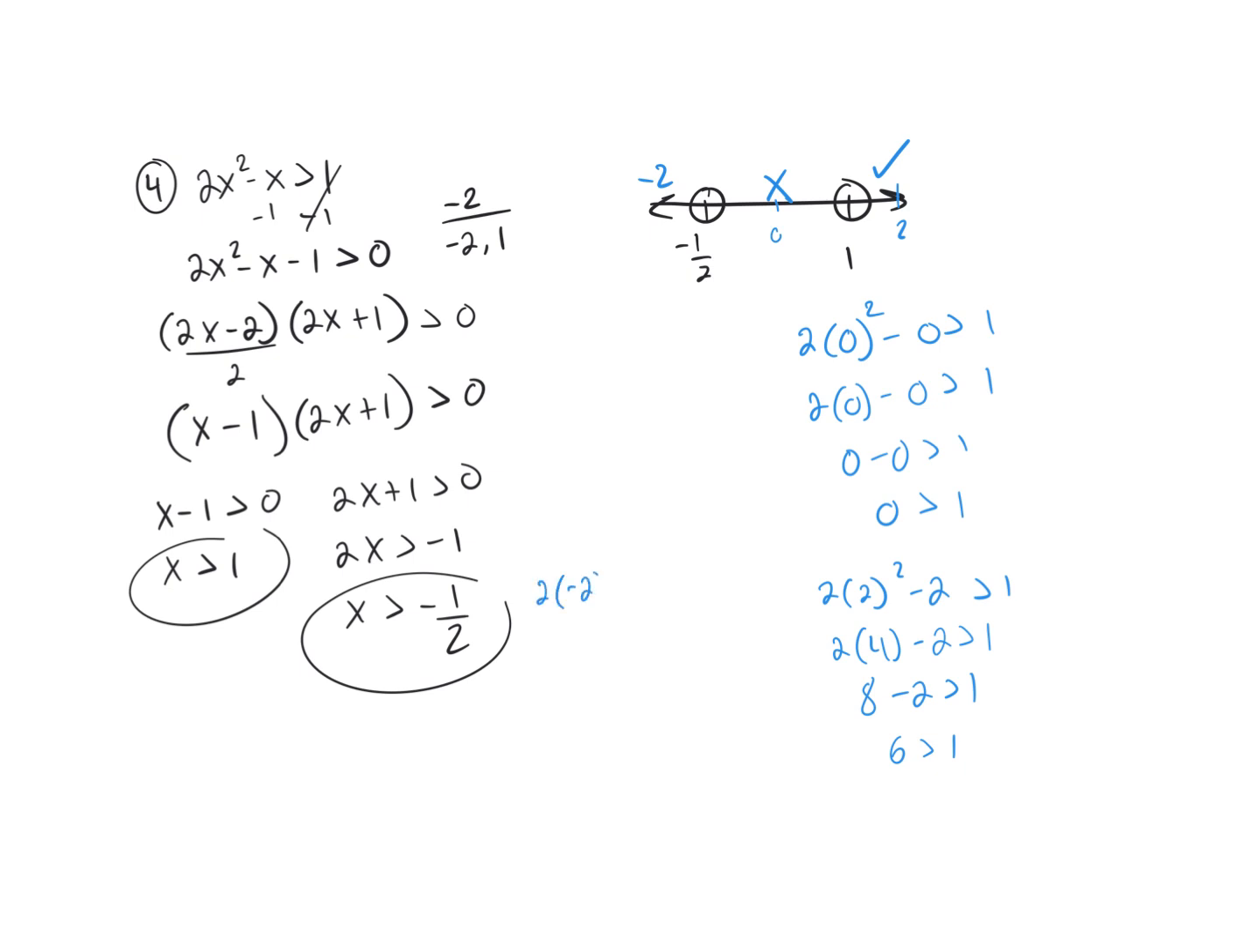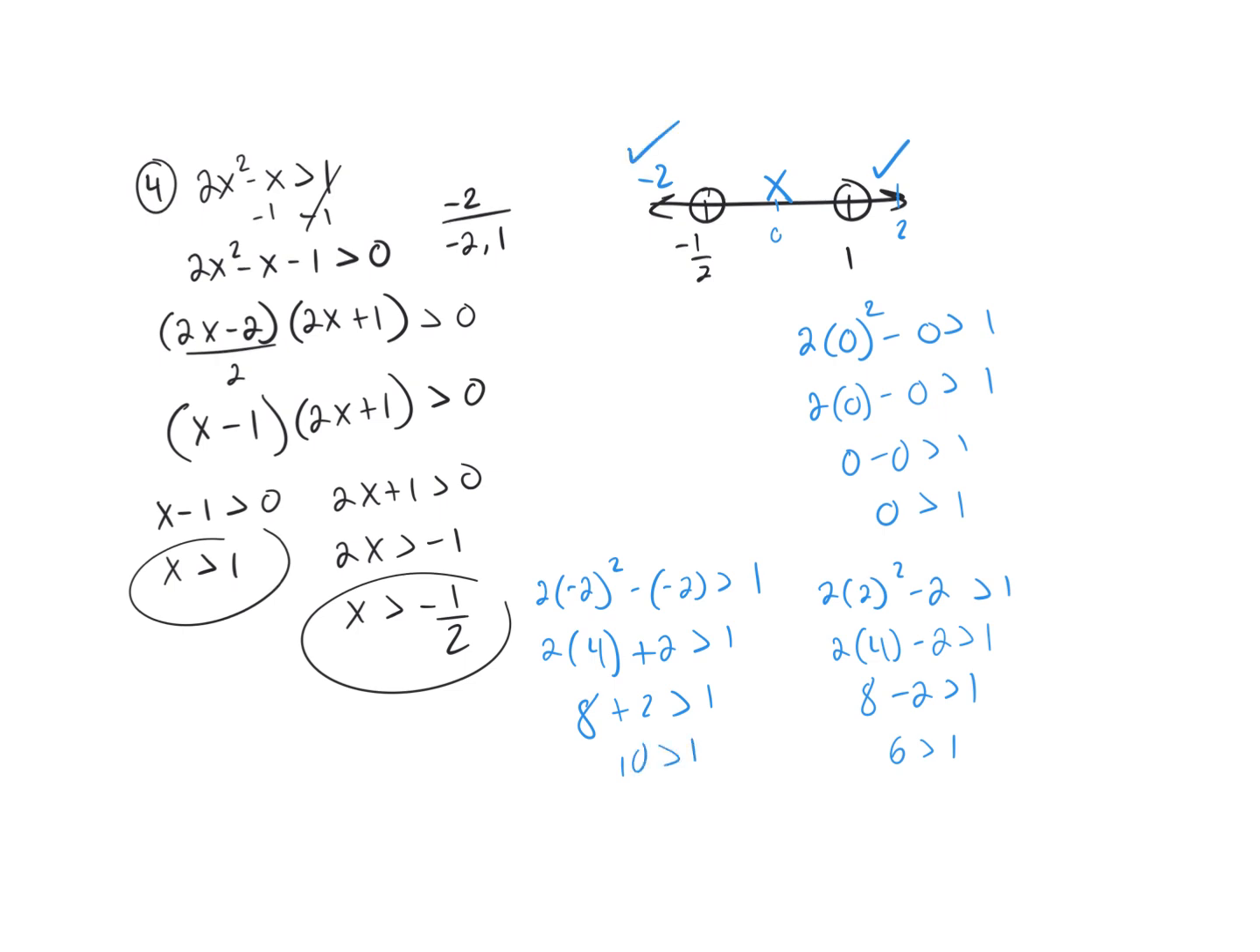So 2 times negative 2 squared minus negative 2 is greater than 1. So we get 2 times 4 plus 2 is greater than 1. 8 plus 2 is greater than 1. 10 is greater than 1. So we see that that side works.